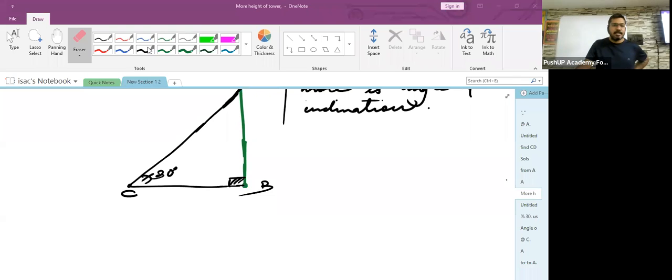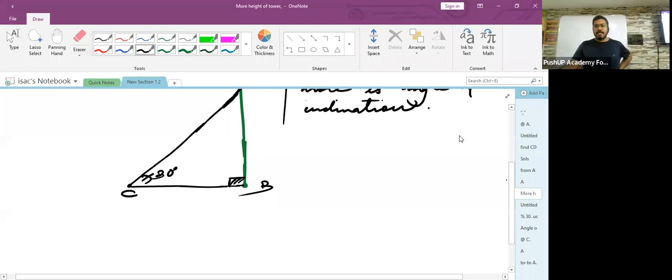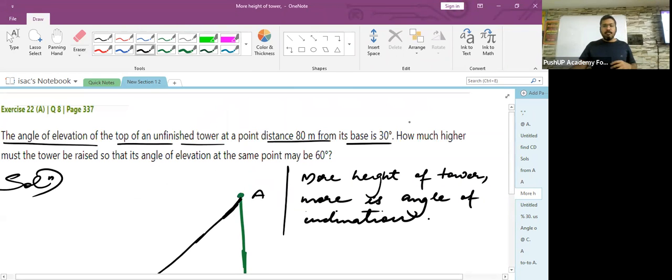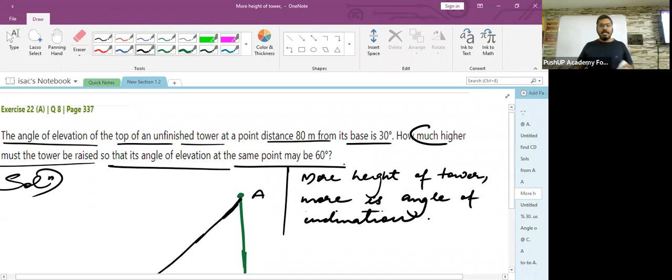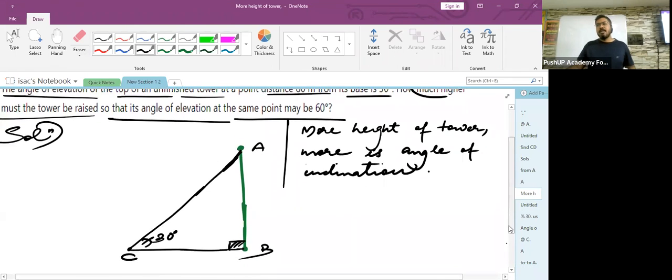All right, very good. Now, what was the question here? How much higher must the tower be raised so that its angle of elevation at the same point be 60 degrees? I'll explain this part. Look here. You have to increase the height of this building. As of now, till what point is the construction over? Till point A. They are asking us by how much it should be increased.